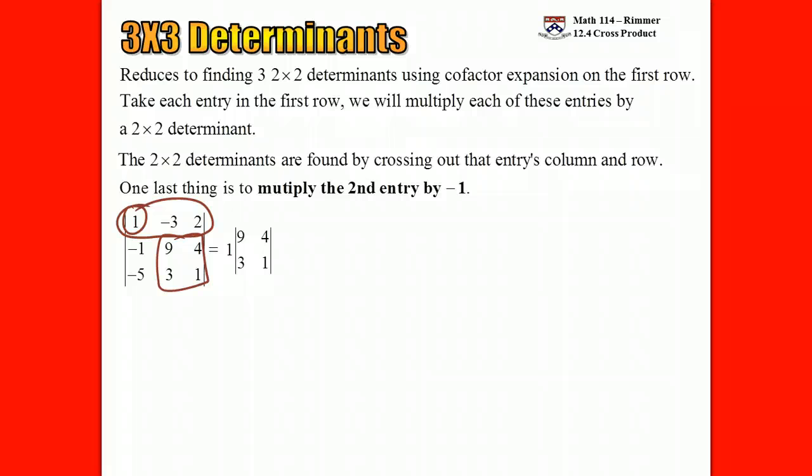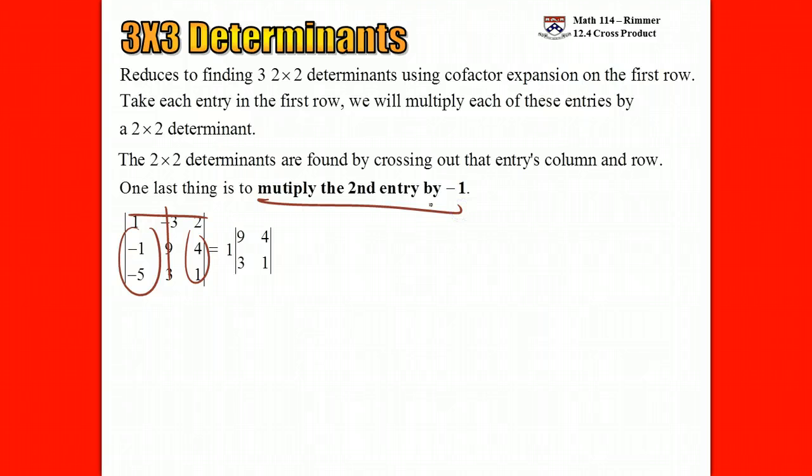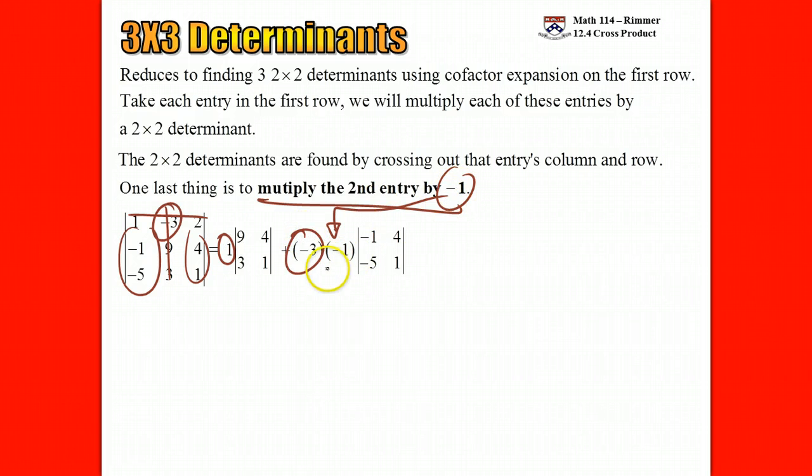When I move to the next entry, -3, I cross out the row and the column, and I get a 2 by 2 matrix, just pasting those two pieces together. But I have to apply a negative to that. Maybe I should have done this in a different color. This is the negative that gets applied. This is my entry, just like I had a 1. If I'm going to get the number correct, this -1 has to play a role. Why it's there, I can't tell you yet. But in 240, they'll hopefully do a good job of explaining why that's there.